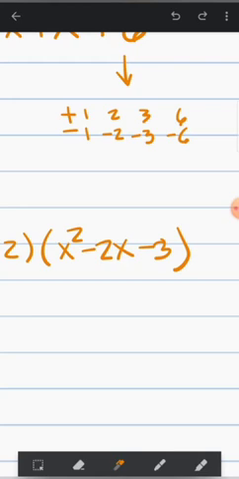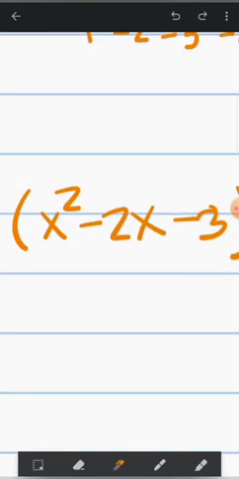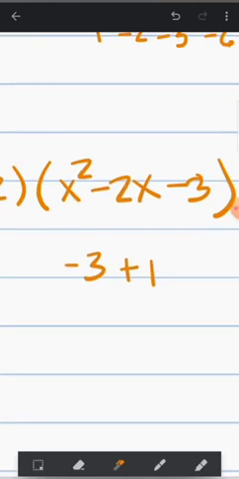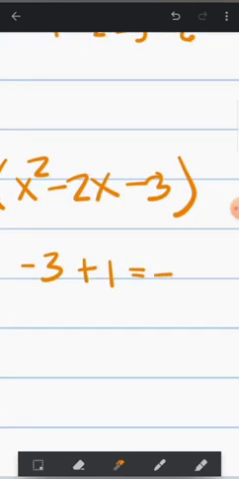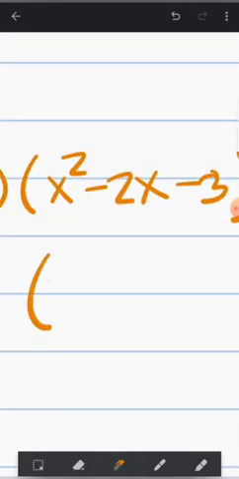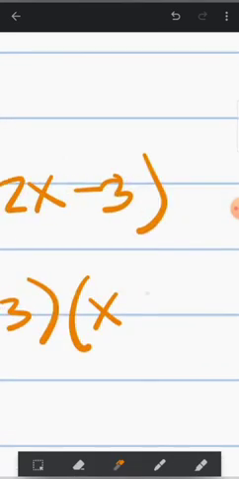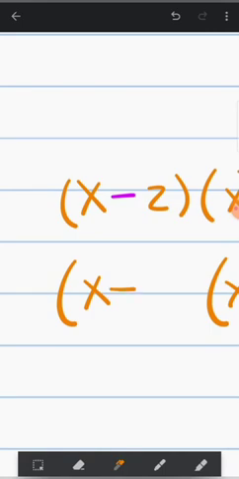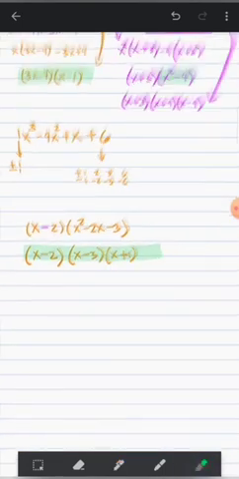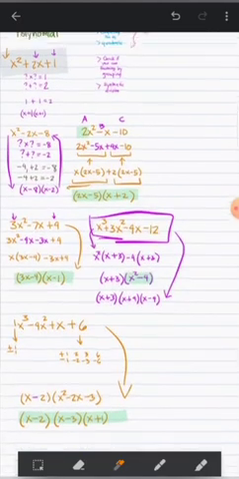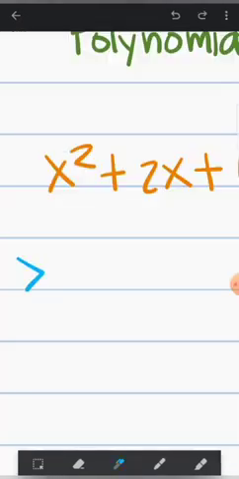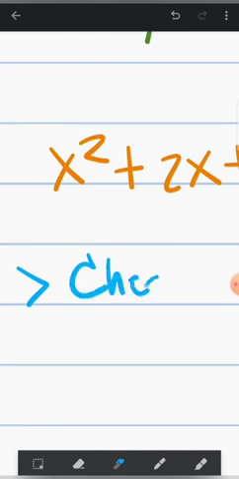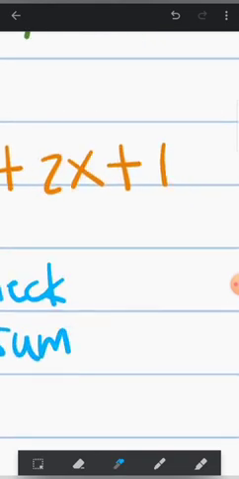-3. Find two numbers that if you multiply will become -3 and add to -2. So I think it's -3 and positive 1. So -3 times 1 is -3, and -3 plus 1 is -2. So factors are x minus 3 and x plus 1, and then x minus 2. So these are the factors. Ta-da! And in summary, before we end, number 1 is check if you can use the sum and product method.